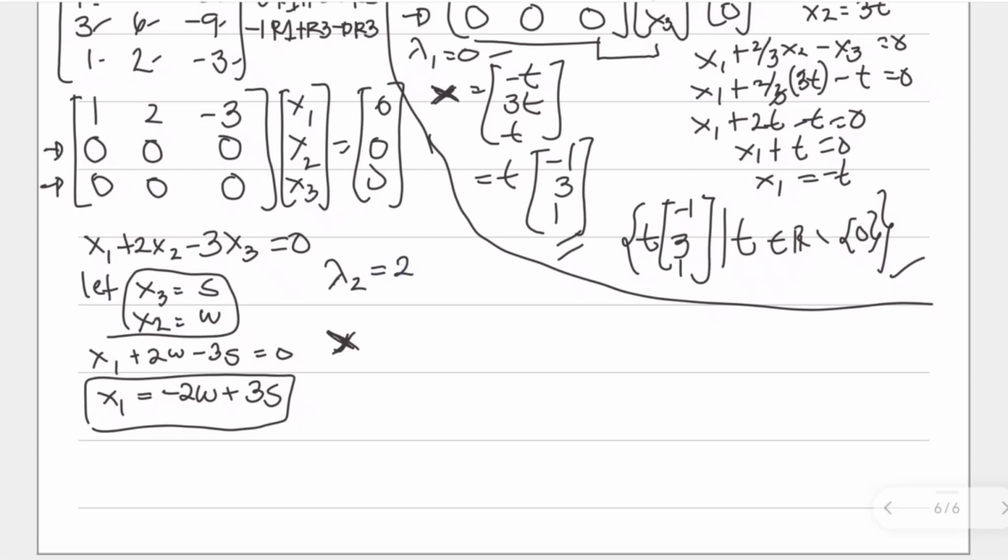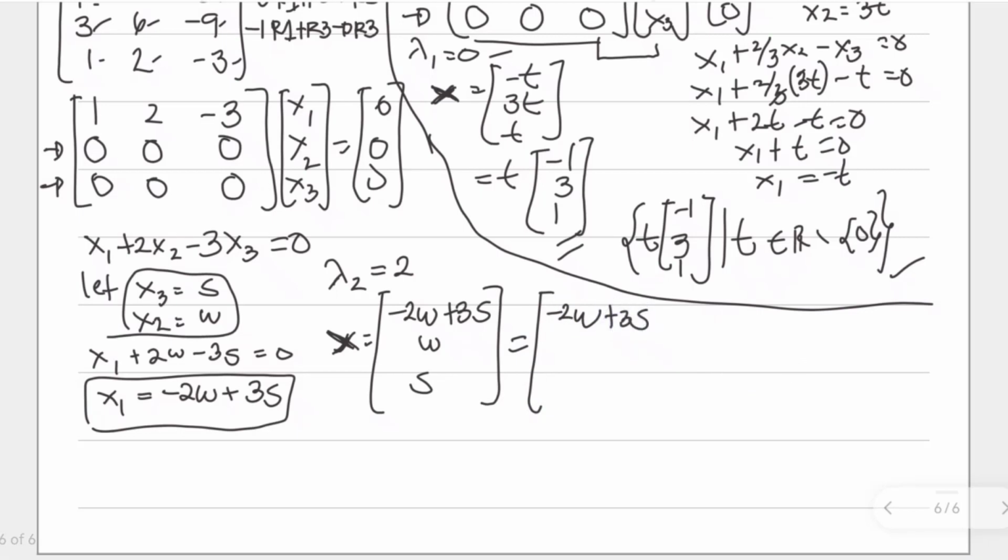We have 2 arbitrary constants, w and s. So we are expecting here 2 different forms of eigenvectors. Please bear with me. X sub 1 is negative 2w plus 3s. Your x sub 2 is w, your x sub 3 is s. To make use of this representation, we can write it like this. Negative 2w plus 3s. And since our second entry is just w, you can write it as w plus 0. And your s there can be written as 0 plus s.